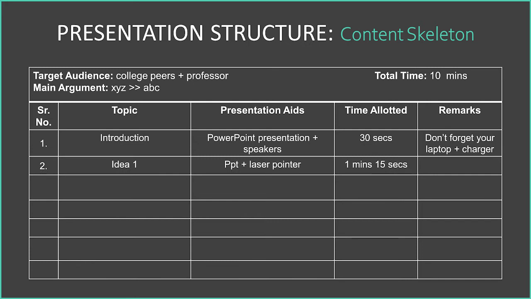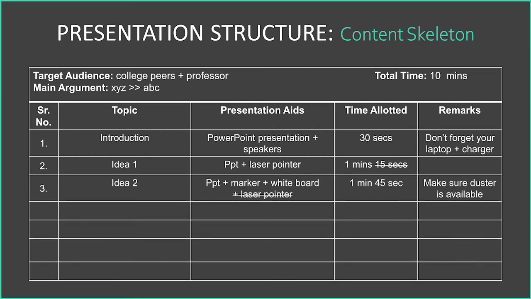Now, obviously, this idea will be particular to your topic, but a general way to make it would be like this. You could write PPT and laser pointer for presentation aids, time allotted, say 1 minute and 15 seconds, and then you scribble out the extra 15 seconds to allot them somewhere else. Again, this is something you work with. You constantly write stuff, scribble it out, write stuff, scribble it out.